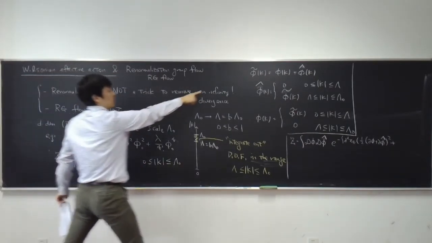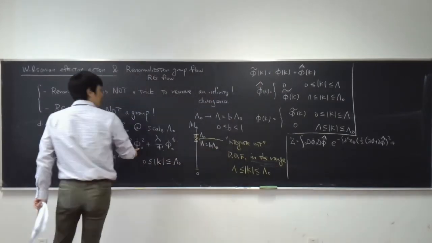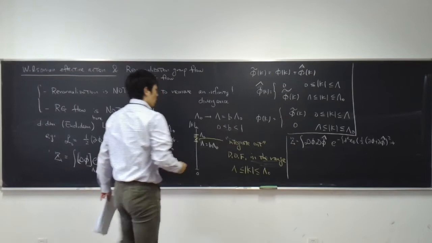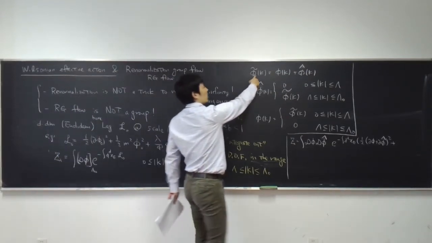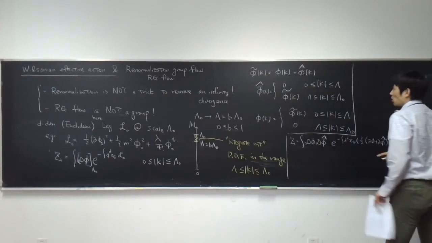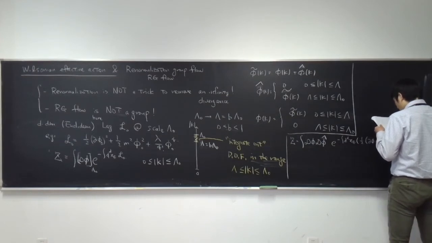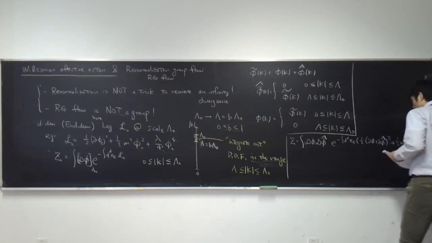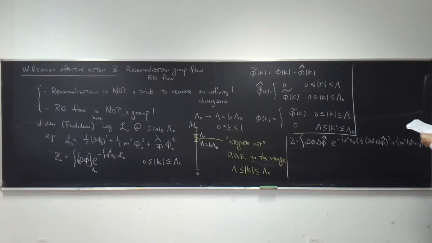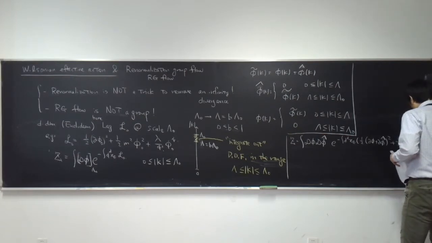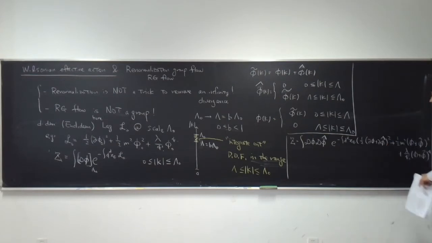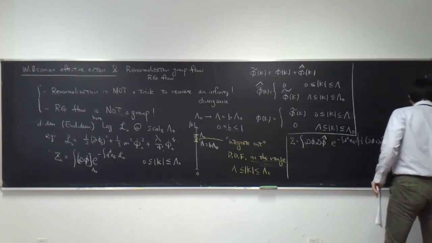So this means that you take the bare field to the momentum space. The phi zero goes to momentum space. Then I just write down everything in terms of phi and phi hat. So essentially you get the m squared (phi plus phi hat) squared, and it goes on, plus lambda over 4 factorial (phi plus phi hat) to the fourth. Okay, so everything is in the exponent. I just write down the exponent this way.